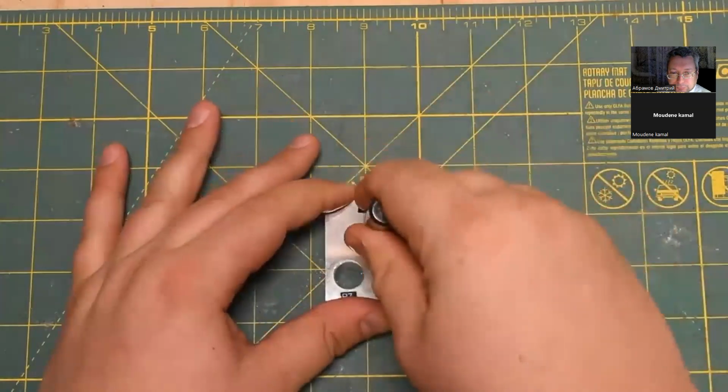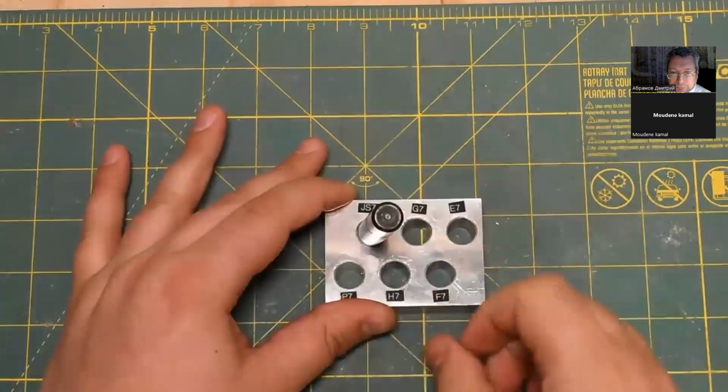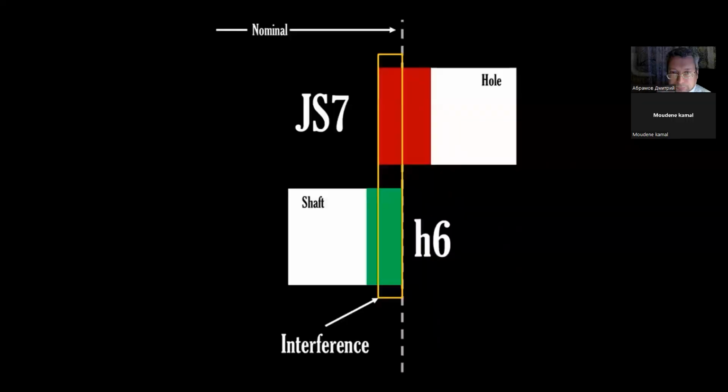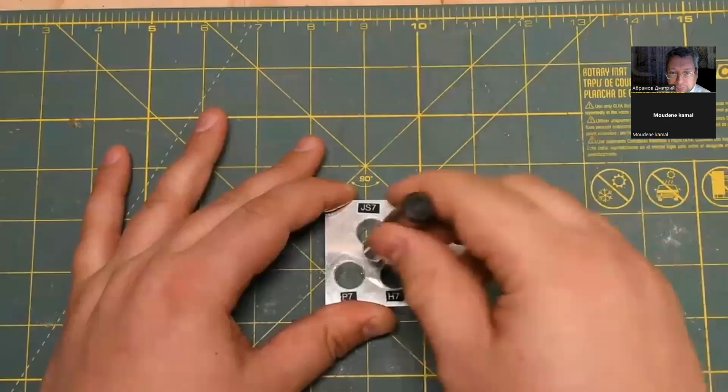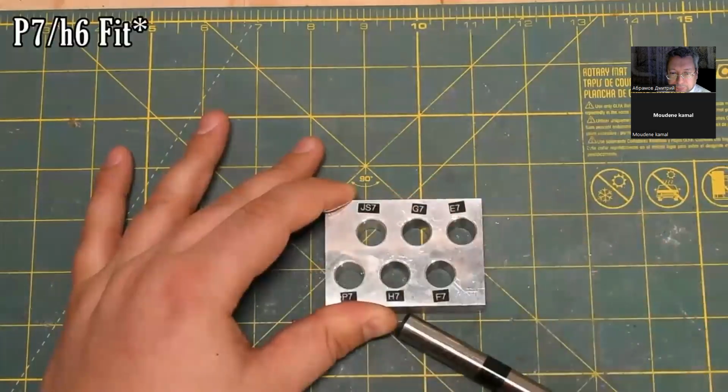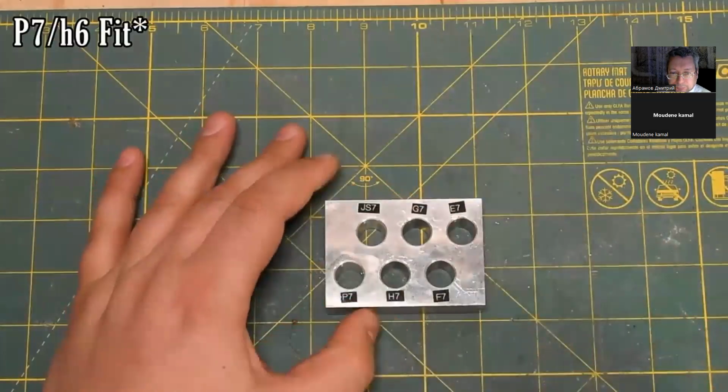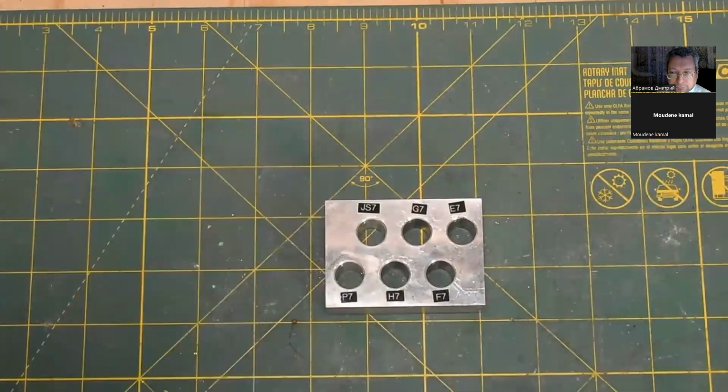The JS7H6 is a transition fit that, as you can see, ended up being on the light interference side, but a rubber mallet would work to tap the pin in for a semi-permanent joint. Finally, the P7H7 is an interference fit and would probably require a hydraulic press, or at least a beefy arbor press to install. This might be a good time to point out that, contrary to my labels in my past example, individual holes and shafts can't be called JS7 or H7.